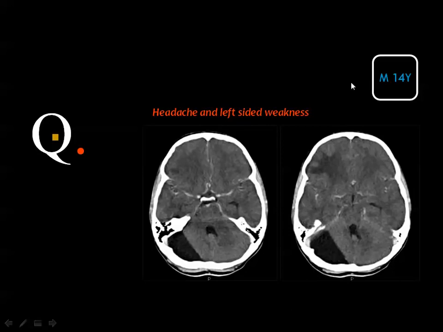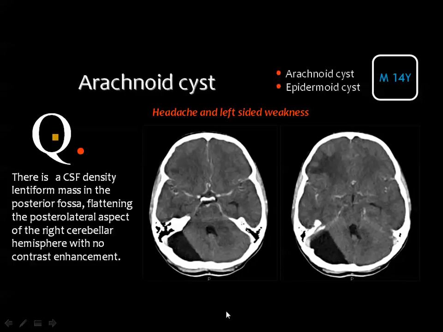This patient, 14 years old with headache and left-sided weakness. There is a cystic lesion in the posterior fossa, and this lesion is not enhancing. The patient is injected with contrast, and it exerts little mass effect. This site is usual for the epidermoid cyst, but you see the smooth margin of the lesion, which is characteristic for arachnoid cyst, while epidermoid will have a lobulated margin, and this is an arachnoid cyst.